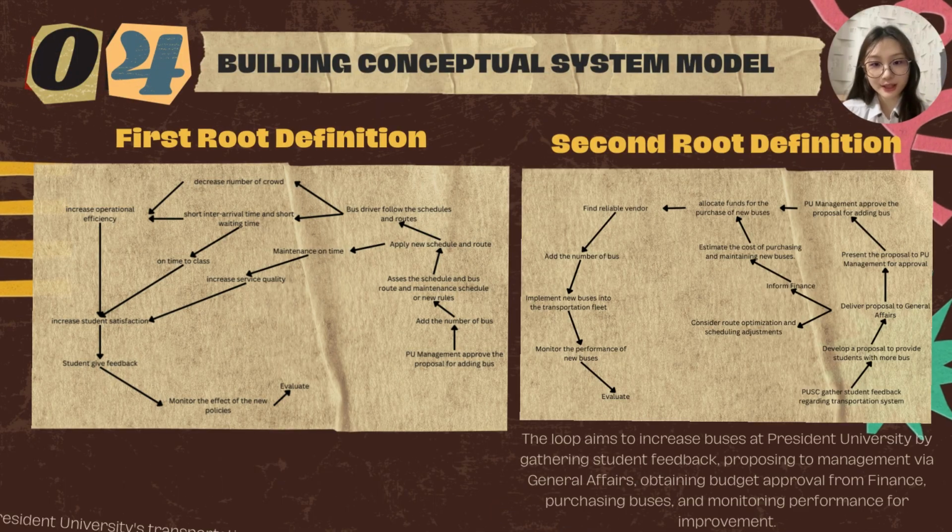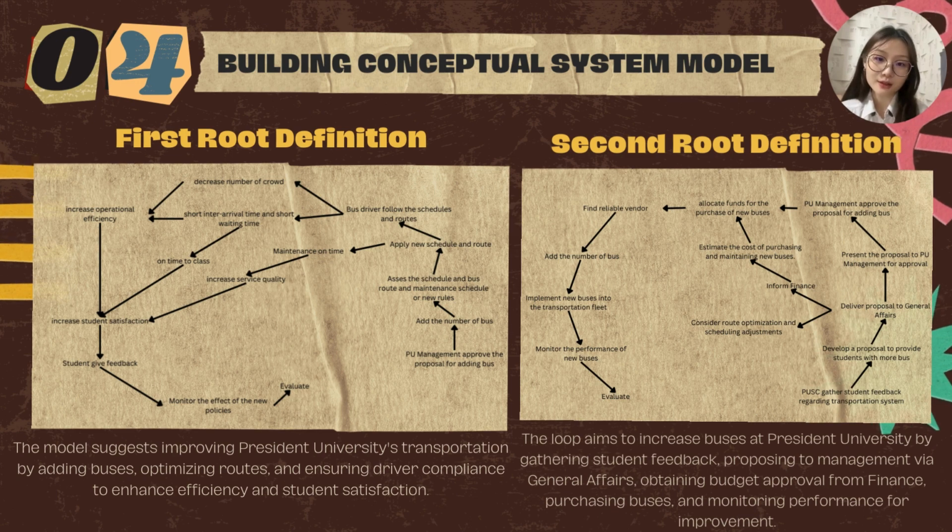My name is Karen Cornelia, and I will be explaining the fourth step, or the conceptual model for each root definition. So here on the left side, you can see the first root definition, and it presents a comprehensive framework for enhancing the transportation system at President University with the ultimate goal of improving student satisfaction. It begins by identifying the pressing need to increase the number of buses, a decision directly influenced by issues such as overcrowding and capacity constraint within the existing transportation infrastructure.